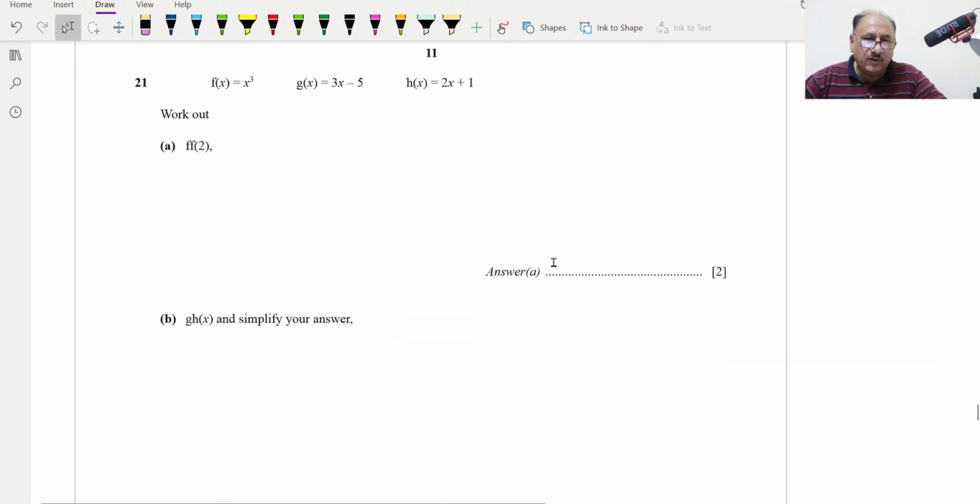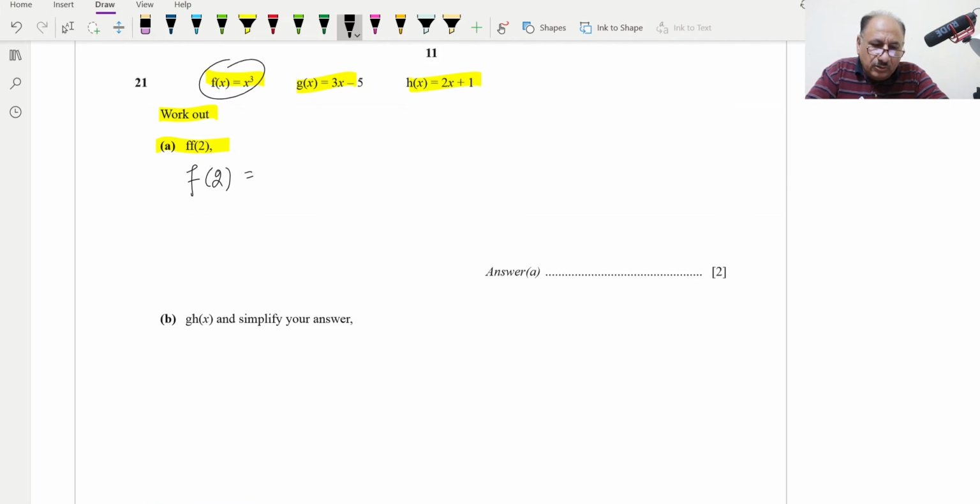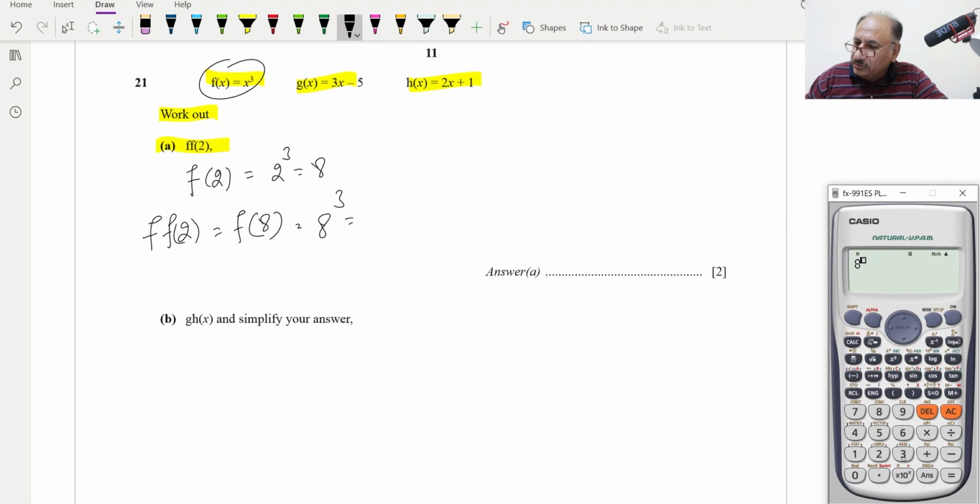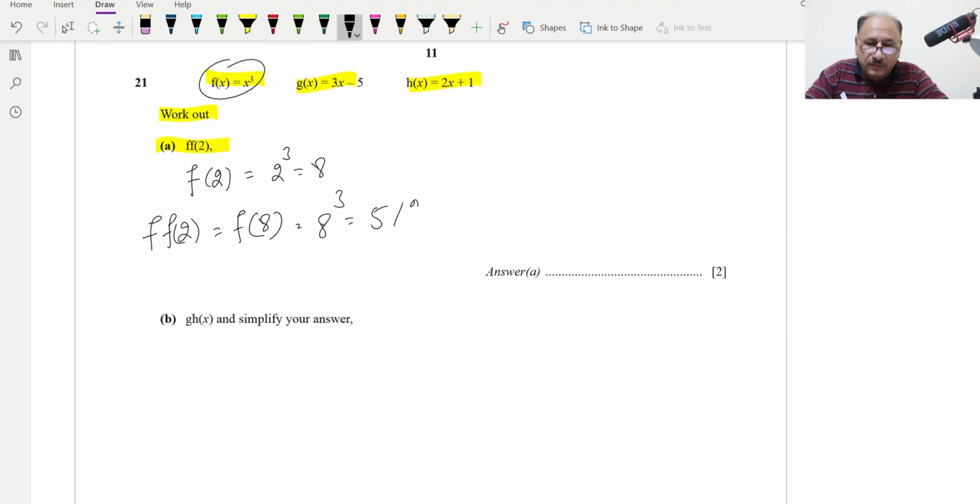Now question number 21. Question 21 says f of x is given, g of x and h of x is also given. Work out f of 2. So f of 2 will be what? F of 2 we will replace in this, which is equal to 2 raised to 3, which is equal to 8. Now f of 2 will be equal to f of 2 we will replace by its value, which is 8. Now we can find f of 8, and this will be 8 raised to 3, or 8 cube will be equal to 512. So 512 will be answer for this one.